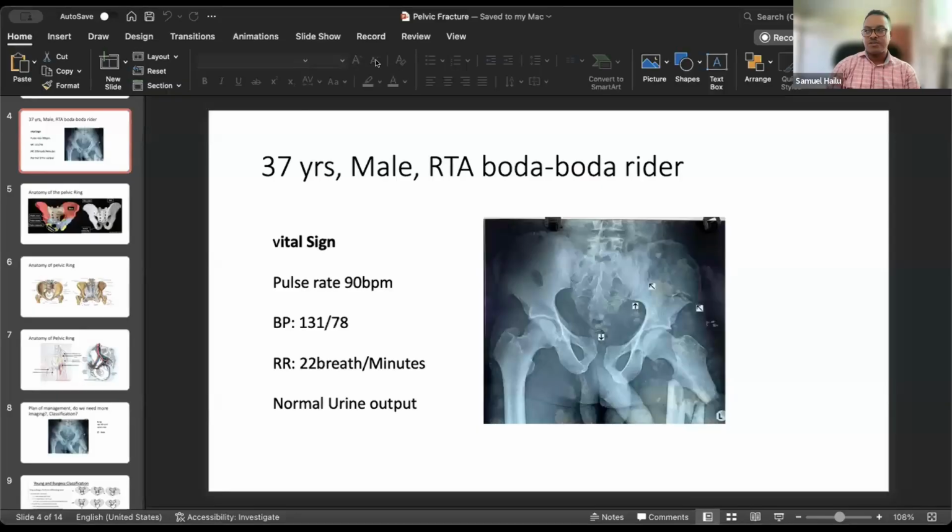The other point I want to raise is that in settings where CT scan is not readily available, it's good to utilize inlet outlet views to maximize the visualization of the injury pattern. It will give us a better understanding of the fracture and better planning for fixation as well. Back to you, Kevin. Great comments.